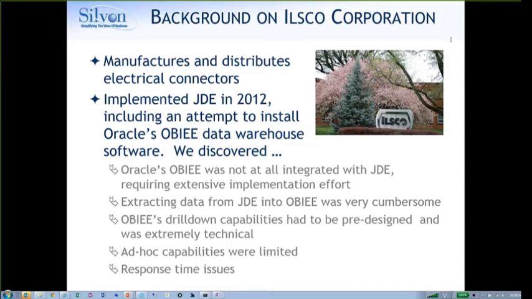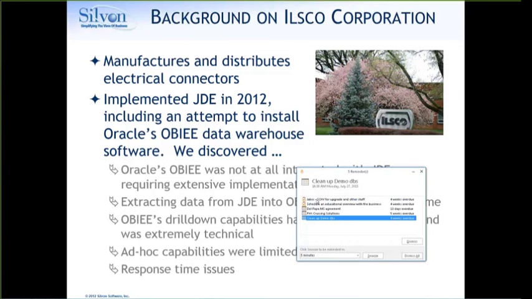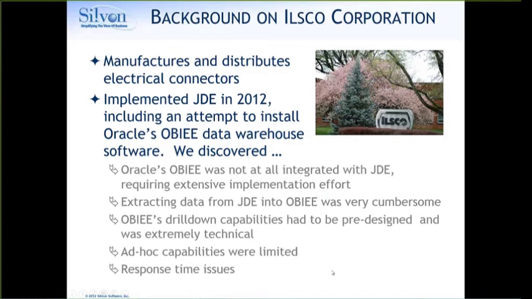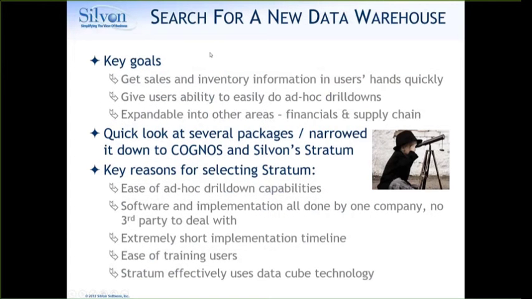Our goal was to get something into the system very quickly that would give our people information on sales and inventory. We knew that we had to find a package that gave people the ability to do ad hoc drill downs and have the responsiveness that we need. And then we also wanted a package that would allow us to eventually expand into other areas. So we took a quick look at packages that were out there, narrowed it down to Cognos and Sylvan Stratum, and ultimately ended up selecting Stratum.